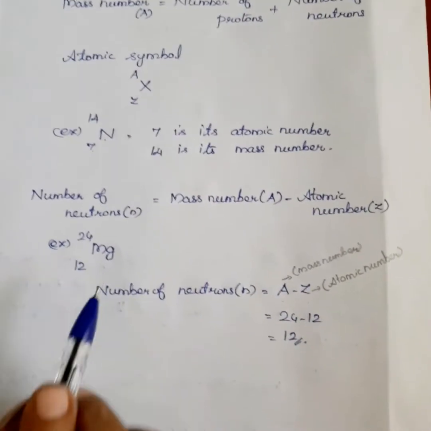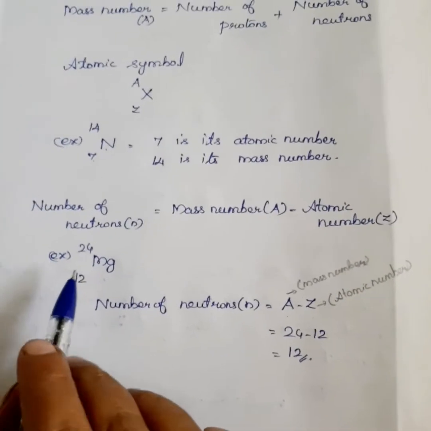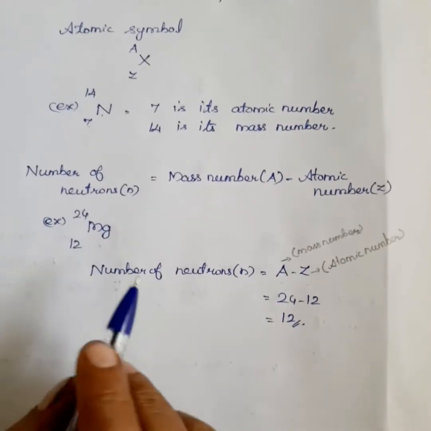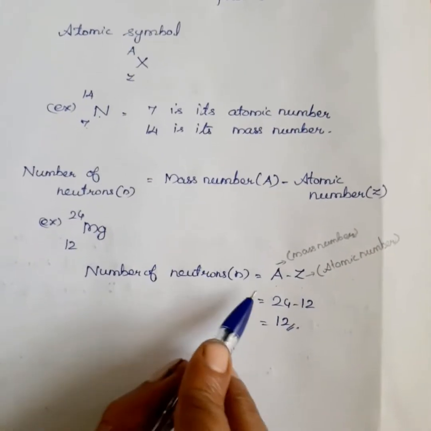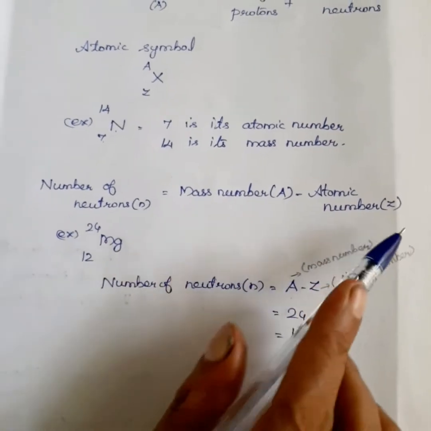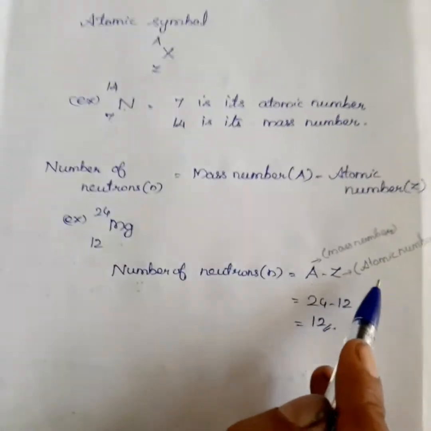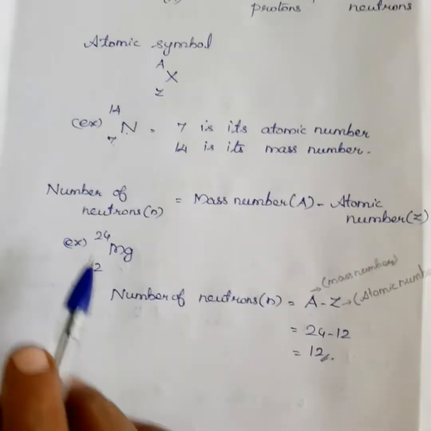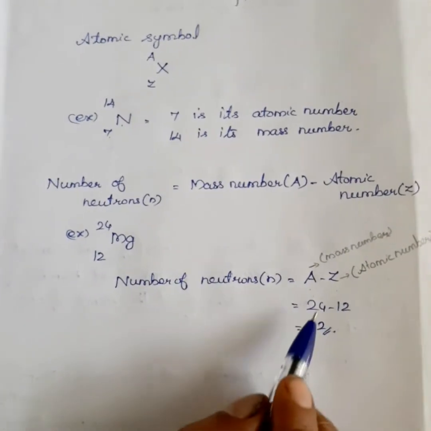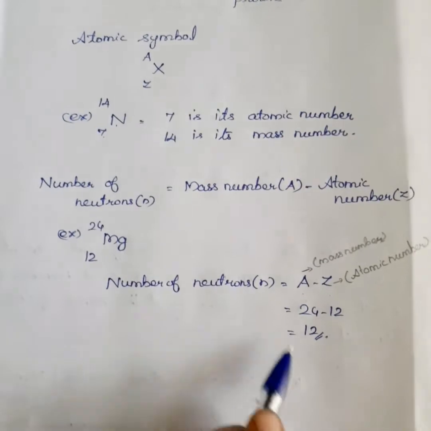For example, the number of neutrons in one atom of magnesium-24, with atomic number 12, is N equals A minus Z. A is the mass number and Z is the atomic number. So A is equal to 24 and the atomic number is 12. So 24 minus 12 is equal to 12. So the number of neutrons is equal to 12.